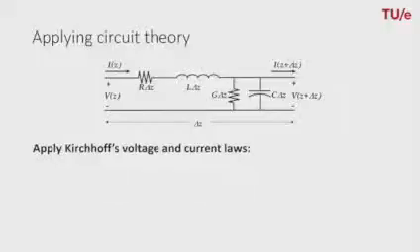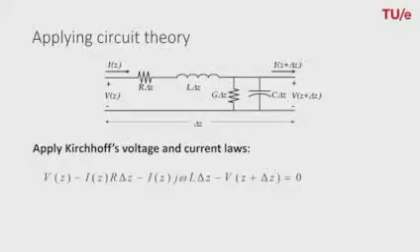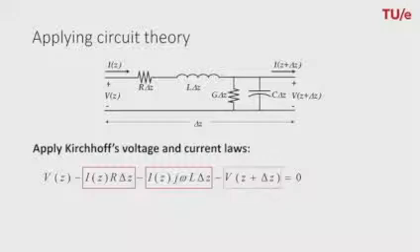Now, we can apply Kirchhoff's laws for voltage and current to this circuit. Let's first take a look at the voltage law, which states that the voltage at the input, minus the voltage drop over the series resistance, minus the voltage drop over the series inductance, minus the voltage at the output, should be equal to 0.